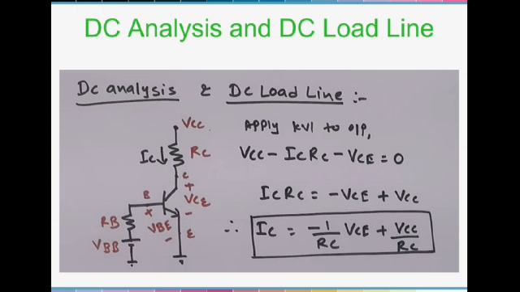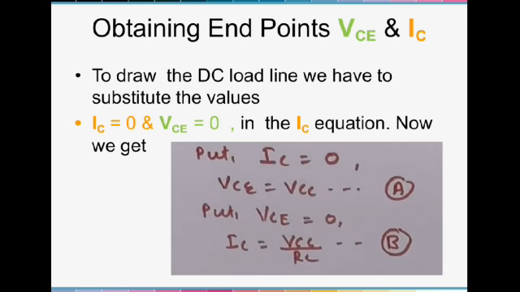So we are having three regions. VCC minus ICRC minus VCE equal to 0. So from this equation, rearranging it, ICRC is equal to minus VCE plus VCC. So here again, IC equal to minus 1 by RC into VCE plus VCC by RC.